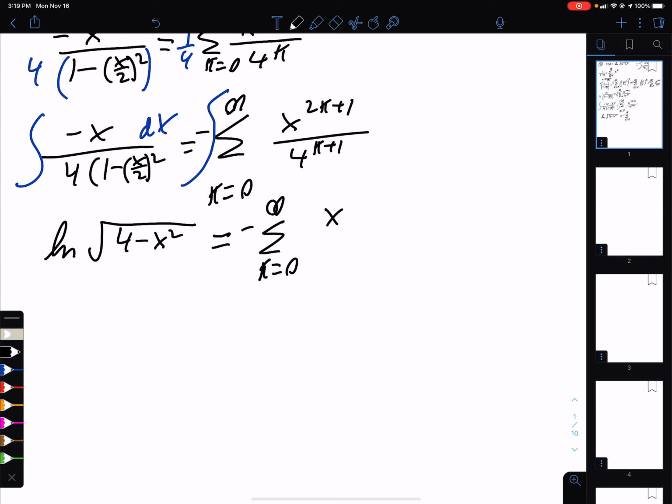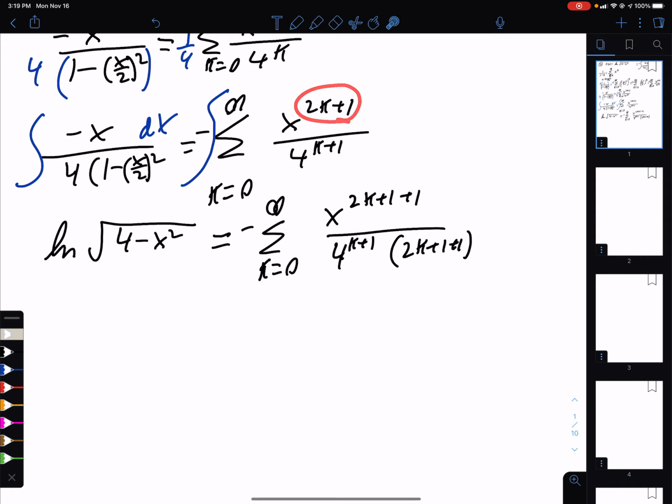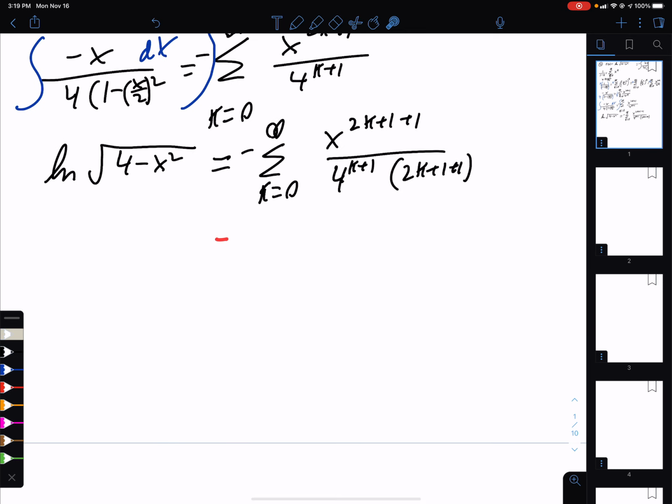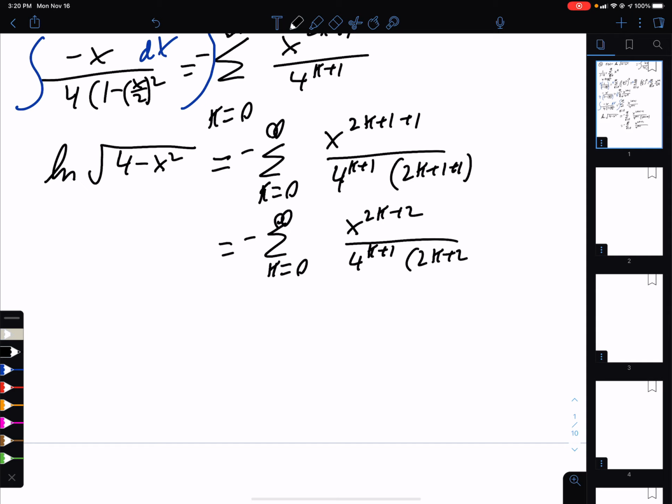If you realize that and you integrate term by term, you add 1 to the exponent, so it's going to be 2k plus 1 over 4 to the k plus 1. That's a constant. And then I'm going to multiply or divide by 2k plus 1. So I add 1 to the exponent and I divide by that. That's how you integrate. So simplifying this, I'm going to get x to the 2k plus 2, 4 to the k plus 1 over 2k plus 2.